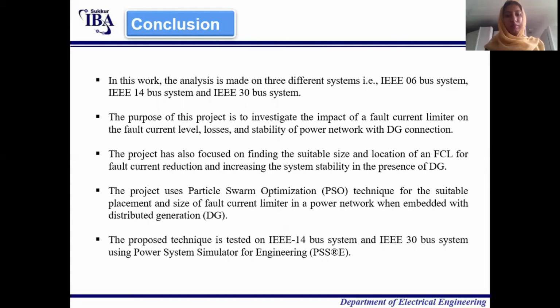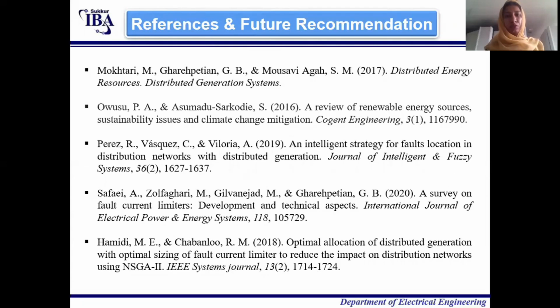We have analyzed three systems: the IEEE 6 bus system, IEEE 14 bus system, and IEEE 30 bus system. The purpose of this project is to investigate the impact of fault current limiters on the fault current level, losses, and stability of a power network with DG connection. We have used the particle swarm optimization technique for the suitable placement and sizing of fault current limiters in the system. The proposed technique is tested on the IEEE 14 bus system and IEEE 30 bus system using Power System Simulator for Engineering, PSSE. These are the references we have used throughout our research.